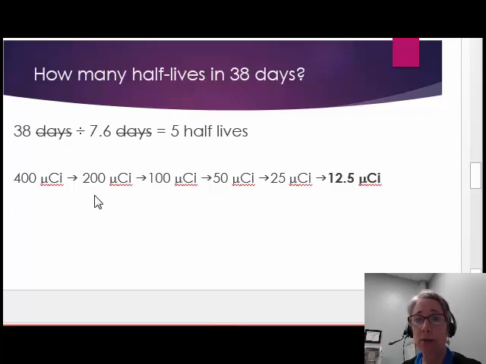After the first half-life, 200 microcuries of activity are left. After the second half-life, 100 microcuries of activity are left. After the third half-life, 50 microcuries of activity are left. After the fourth half-life, 25 microcuries of activity are left. And after the fifth half-life, we have 12.5 microcuries of activity.